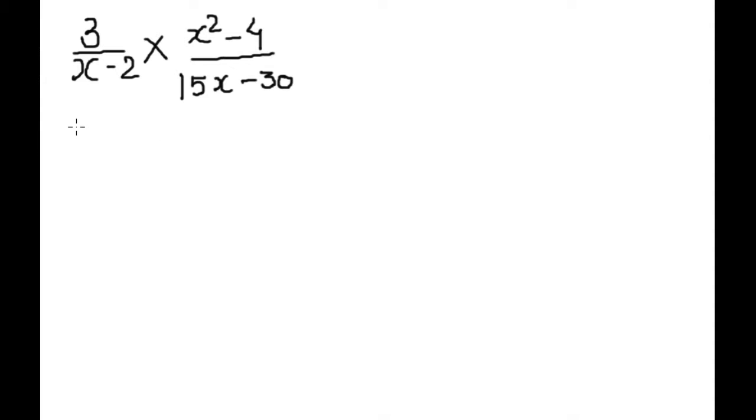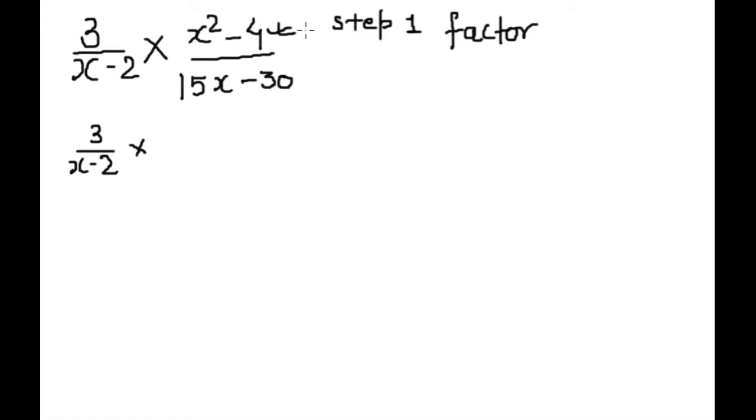So the first step is to factorize these polynomials. Step 1, factorization. First we will factorize everything, all numbers and polynomials. Here we can see x square minus 4. We can write this as x square minus 2 square, since 4 is 2 square.